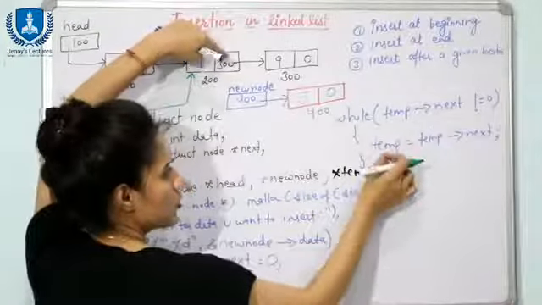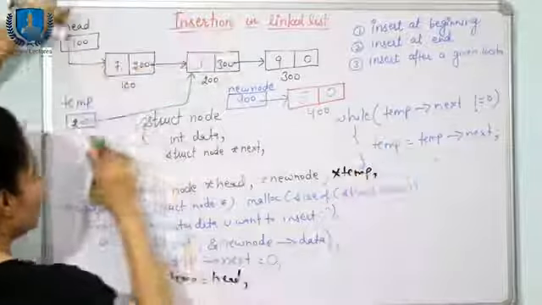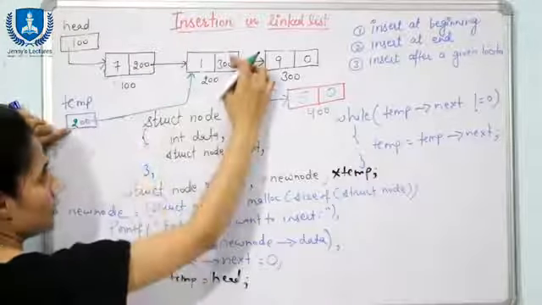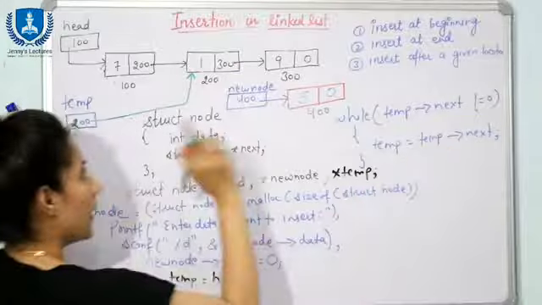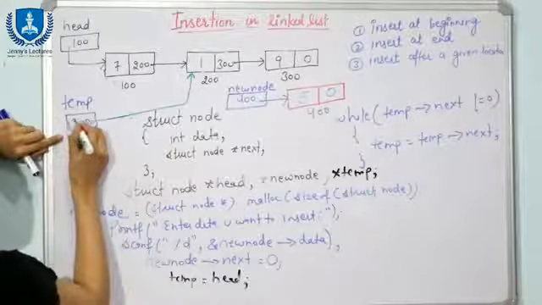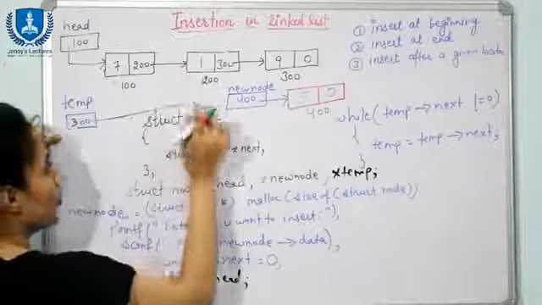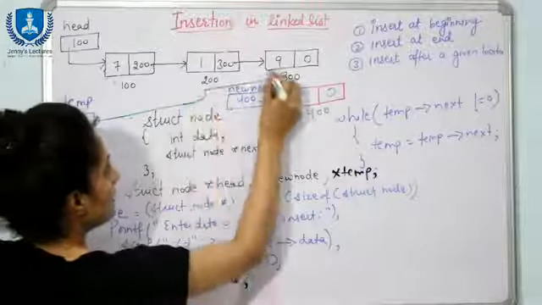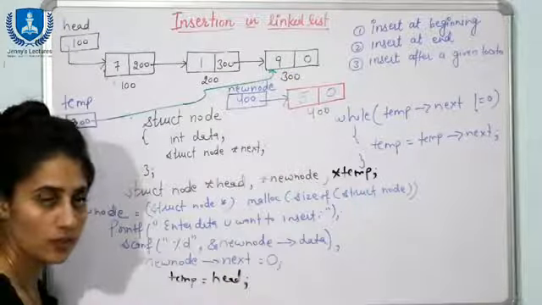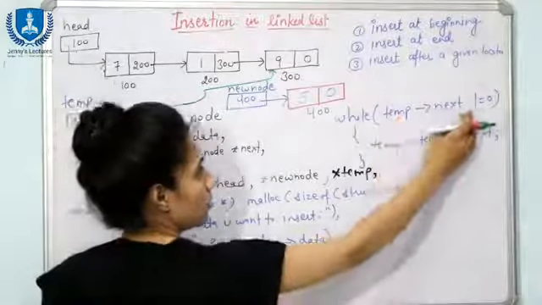Now temp is equal to temp next. So temp next is what? Temp of next is 300. So 300 is going to be stored into temp. Now here we have 300. So now temp is not going to point here. Now it is going to point to what? Here, this position, right? Now check, temp next not equal to null.